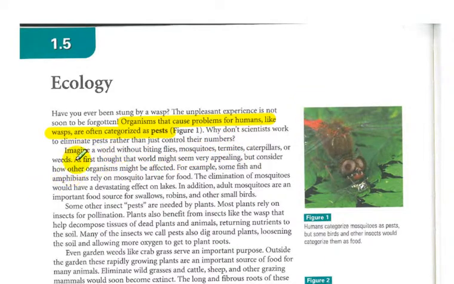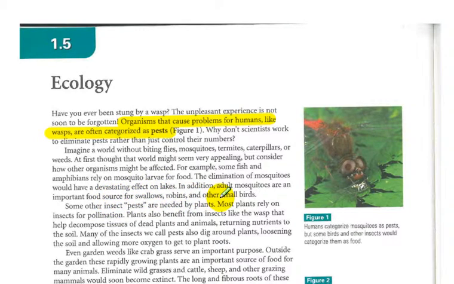So if we just look through here, imagine a world without flies, mosquitoes, termites, caterpillars, etc. At first it might be appealing, but consider how organisms might be affected. For example, some fish and amphibians eat mosquito larvae for food. The elimination of mosquitoes would have a devastating effect on lakes. In addition, adult mosquitoes are an important food source for swallows, robins, and small birds.